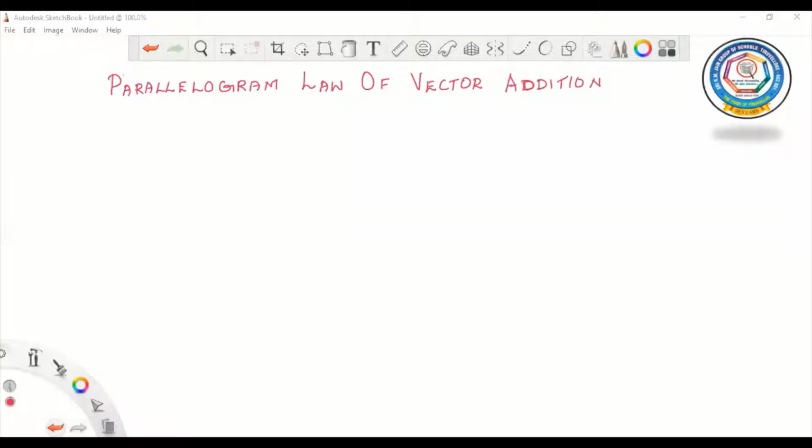In the previous class, we discussed triangle law of vector addition. Today, we are going to discuss parallelogram law of vector addition. Let us consider two vectors, A vector and B vector.